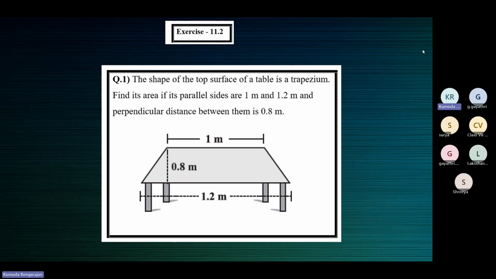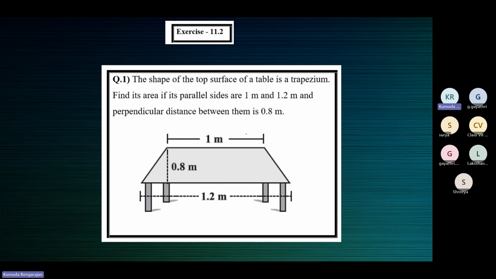So look at this question. The shape of the top surface of a table is a trapezium. You can see the top of the table, the shape is like a trapezium. These are the parallel sides. Find its area if its parallel sides are 1 meter and 1.2 meters, and the perpendicular distance between them is 0.8 meters.